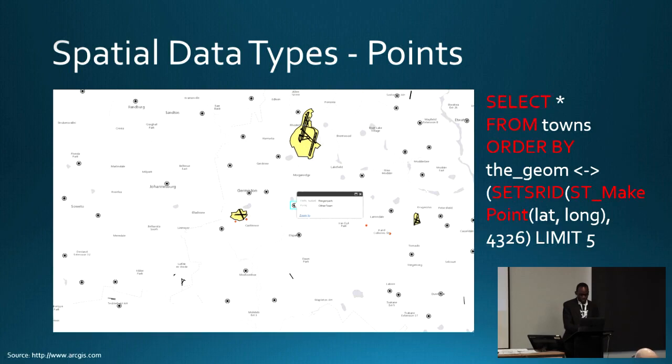So what that command does, select star from towns, order by geometry, where, again, we have that make point, the lat long, where that is, you're ordering it based on the point that you selected, and you only want the first five, or the five closest. And that will give you the stuff that is within that circle that I drew in there.